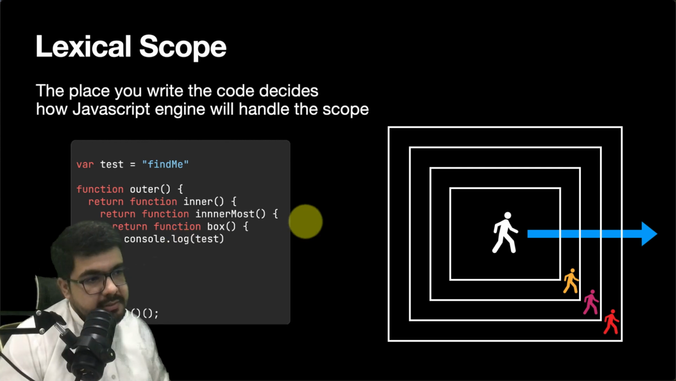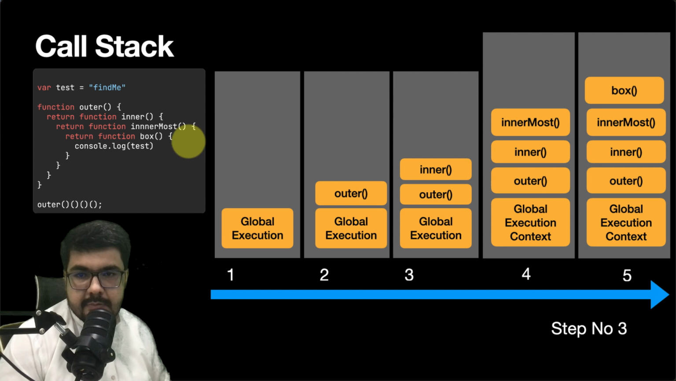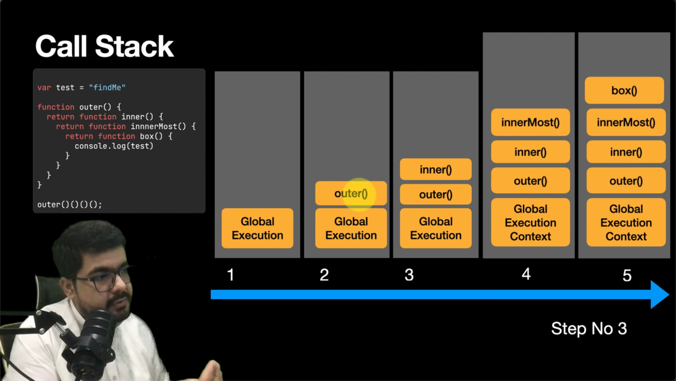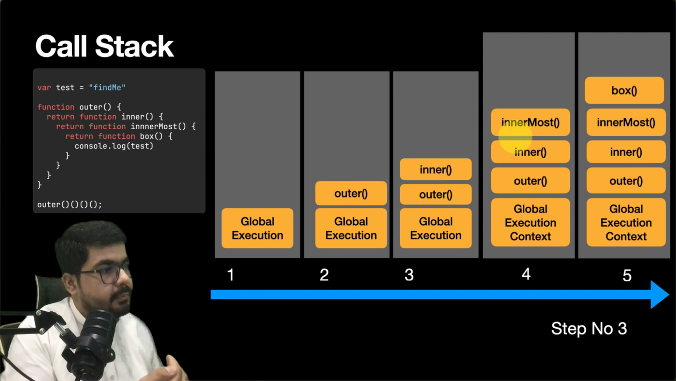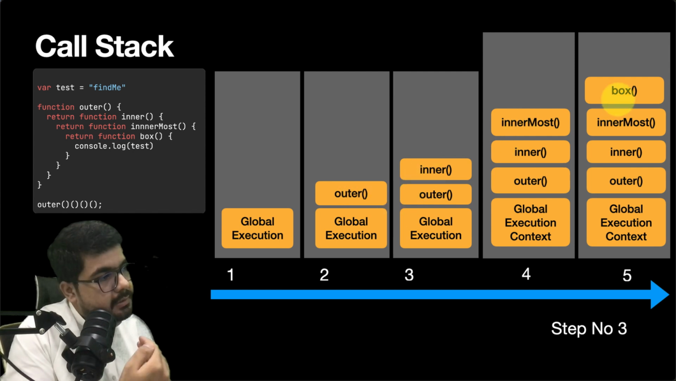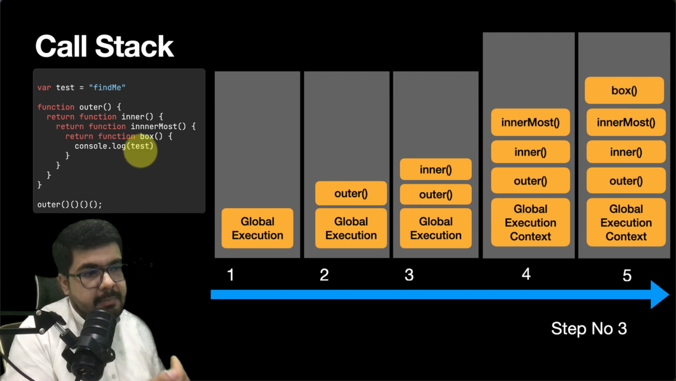So let's move on to the next slide and see how this will look inside our call stack. In the call stack we will have our global execution context, and we will push our outer function, then our inner function, then our innermost function, and finally the box function will be pushed, and this box function is just printing the variable test.